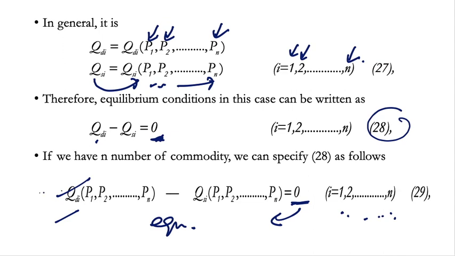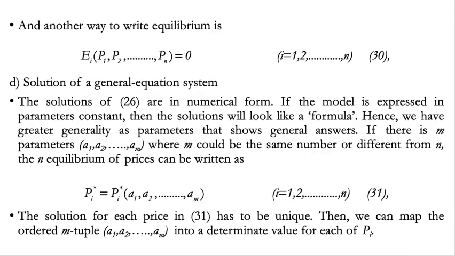Another way to write this equilibrium, because it's too long, is to show it this way. E refers to excess demand for commodity i, isn't it? We know that because excess demand depends on quantity demanded and quantity supplied of commodity i, and those depend on the price of all of the commodities, we can rewrite it in this form for equilibrium. Excess demand for commodity i, which depends on price of commodity 1, price of commodity 2, price of commodity 3, until price of commodity n, is equal to 0 when it is in the equilibrium condition.